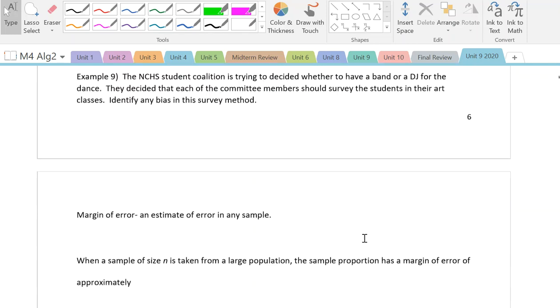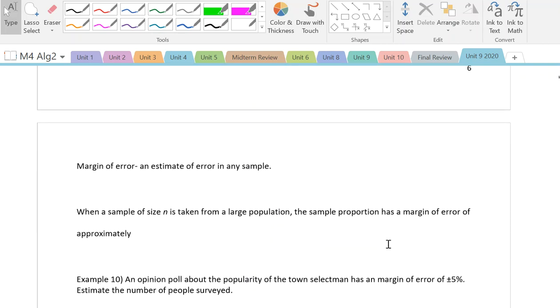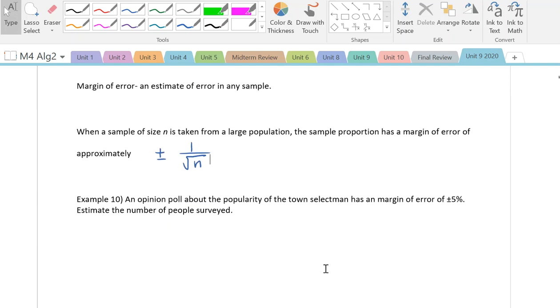All right, so margin of error, that's an estimate of the error in any sample. When a sample of size n is taken from a large population, the sample proportion has a margin of error of approximately plus or minus 1 over the square root of n. So an opinion poll about the popularity of the town selectman has a margin of error of plus or minus 5%. Estimate the number of people surveyed.